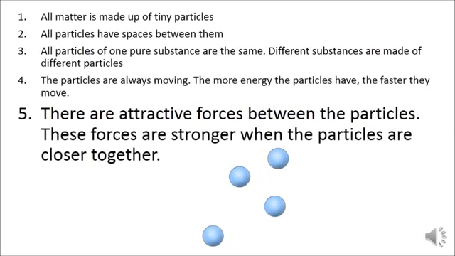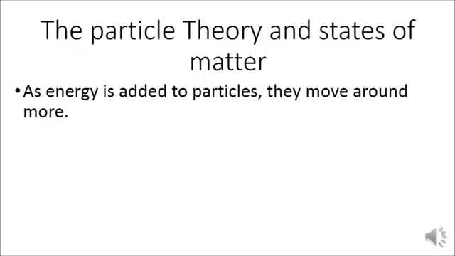And there are attractive forces between the particles. These forces are stronger when the particles are closer together. So the 3 particles here, they're fairly close together. They're very attracted to each other, whereas this one off by itself at the bottom is not as attracted to the other ones. So how does the particle theory relate to the states of matter?